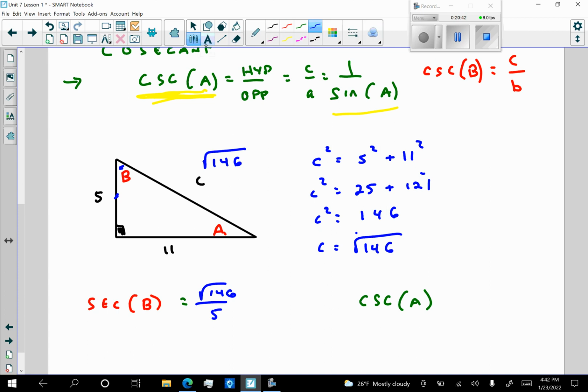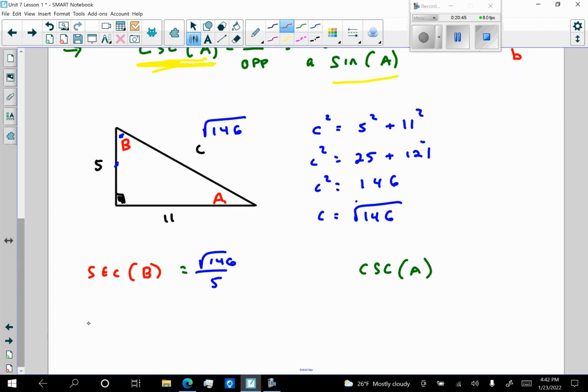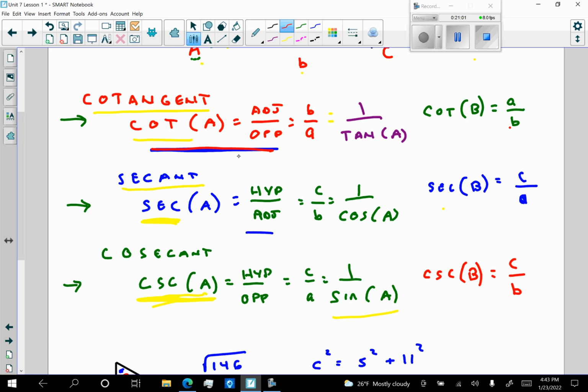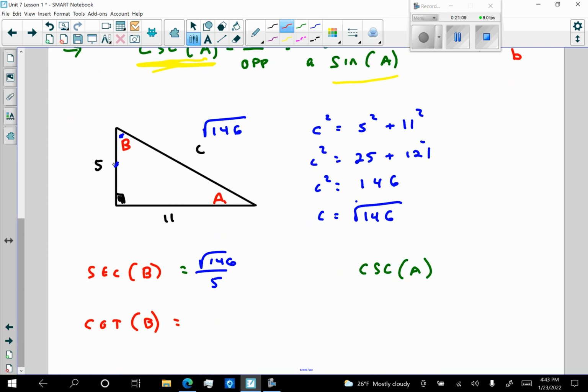While we're at it, why don't we find the cotangent of angle B? I need the definition for cotangent. The definition of cotangent is the adjacent leg divided by the opposite leg. I believe the cotangent of B is simply 5 over 11.